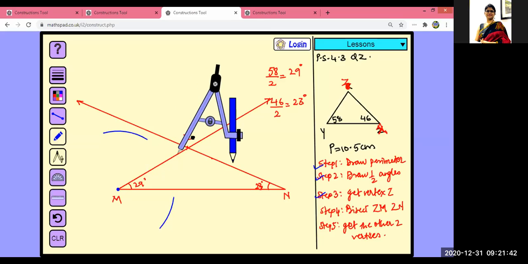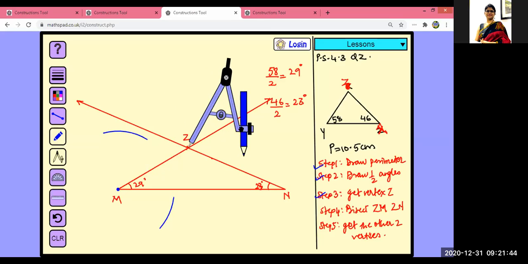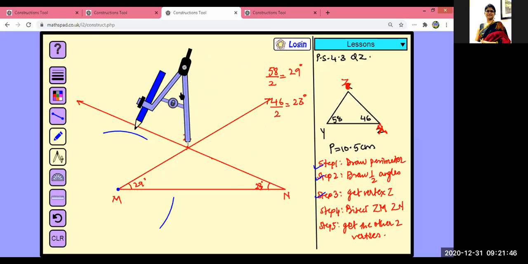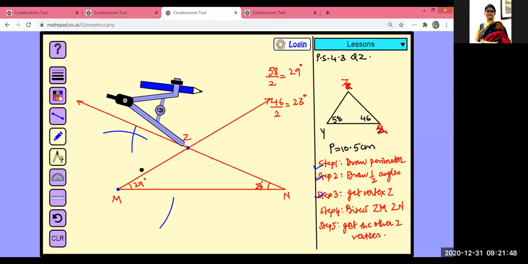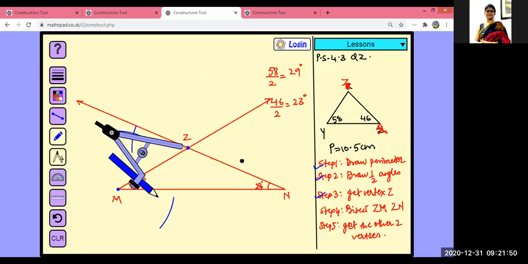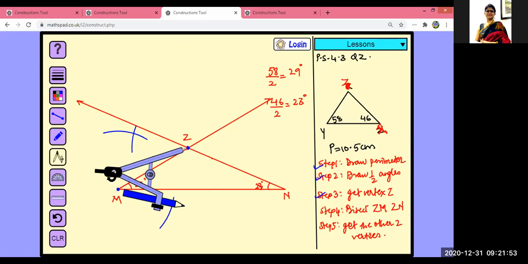And now place the steel point on Z and cross out those two arcs. So we cross out those two arcs to get the perpendicular bisector. Isn't that easy? Once you get those two arcs, just join them. That gives you the perpendicular bisector. Perpendicular meaning it's 90 degrees over here, and bisector, it cuts or divides that side into two equal parts.